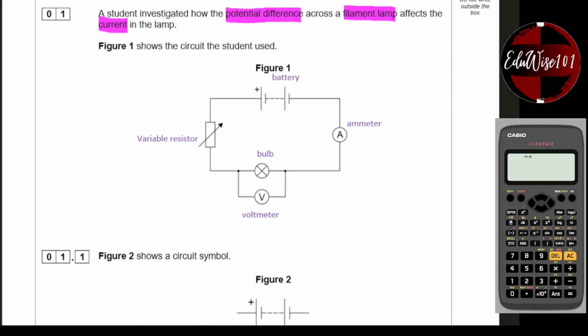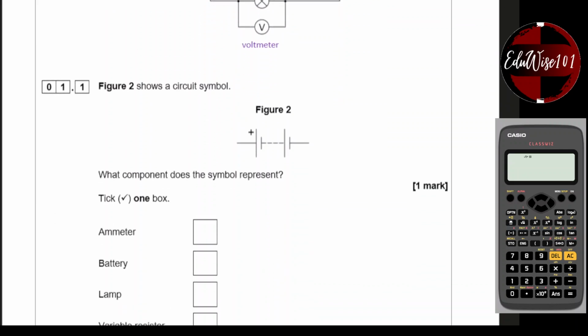Figure 2 shows a circuit symbol, which is the battery here. So tick one box, that would be just the battery. Now, the battery and the cell are very similar to each other. If you were to draw a cell, it would simply look like that. So that's the positive side. So you've got one cell here and there's another cell here. When you combine two cells, you call it a battery. When it's only one of them, it's just the cell.